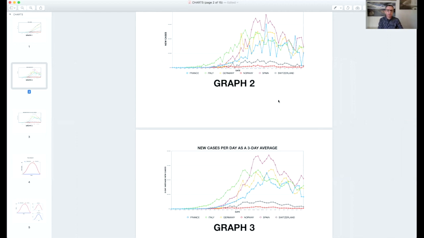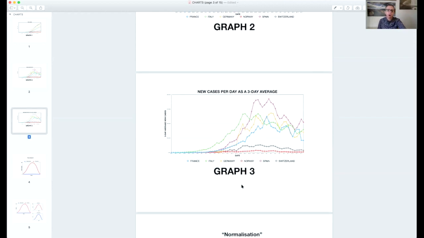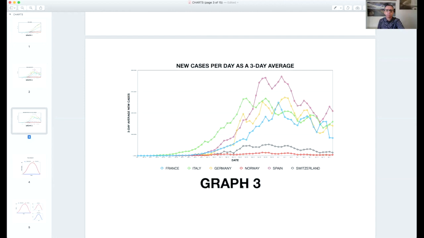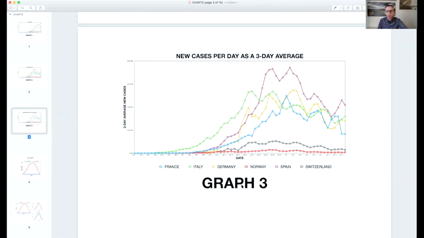Can you see they are the same shapes? I've just smoothed out some of the jerkiness. So if we look at the blue line here where my cursor is on graph 3, I've smoothed out what was quite a bumpy journey on graph 2. I've not changed the data, I've just averaged the data on a 3-day rolling average. That takes out some of the day-by-day variability because of things that might be affecting reporting. So graph 3 is my smoothed version of graph 2. It's the same curves, just smooth.